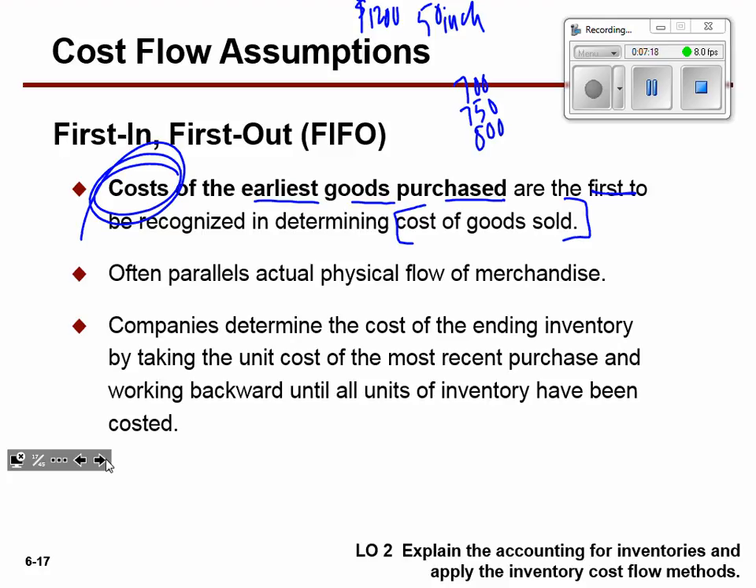$700, because I'm not talking about the TV itself that came into me in February. I'm talking about the cost. The first cost is associated with cost of goods sold. What's natural about FIFO is that it often parallels how stuff physically flows in.